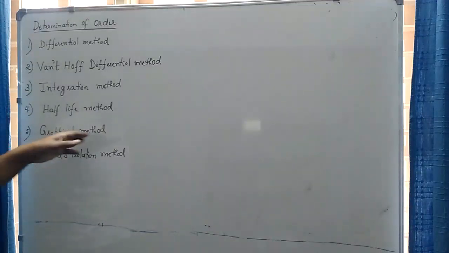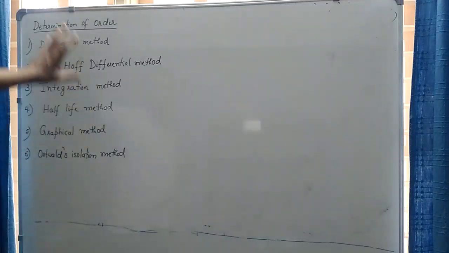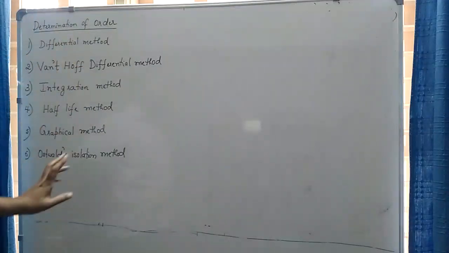The fifth method is a graphical method, okay, and the last method, it is not a separate method, it is a technique that can be applied for these 5 methods, and that technique or method is called Ostwald's isolation method. Okay, so let us now discuss each of these methods in detail.